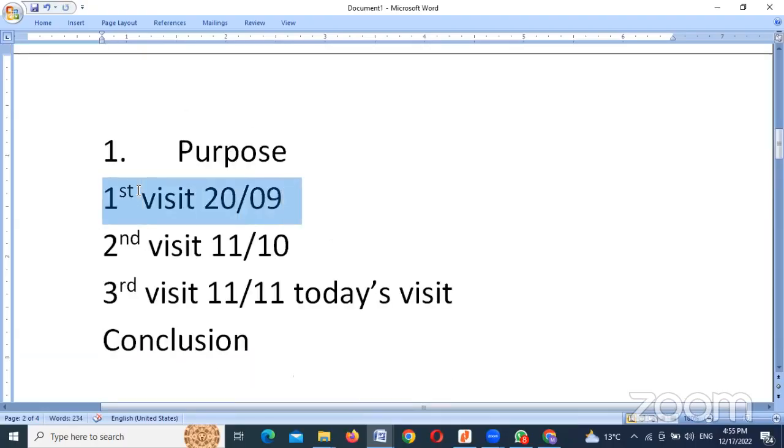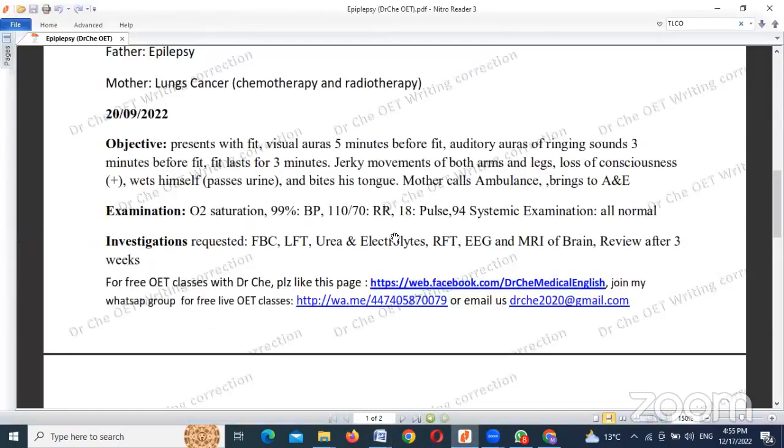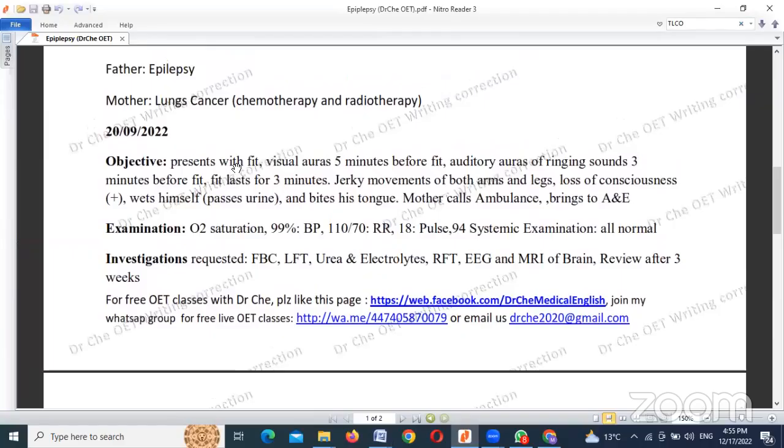Now, in the first visit, the problem is there is a lot of information. Yes, if you write all the visits, if you write each and everything, your word count would be above 300. That is true. Okay, so what do we need to do?